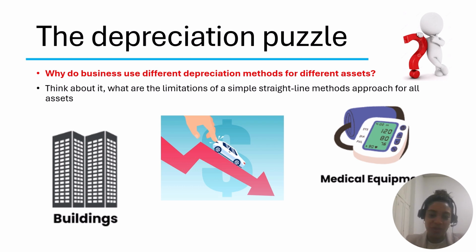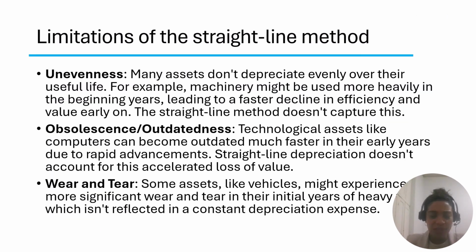You are absolutely right, right? No, it is absolutely not wise to depreciate these different assets with the same depreciation method, right? Let's quickly look at some of the limitations of the straight line method. So we look at unevenness.